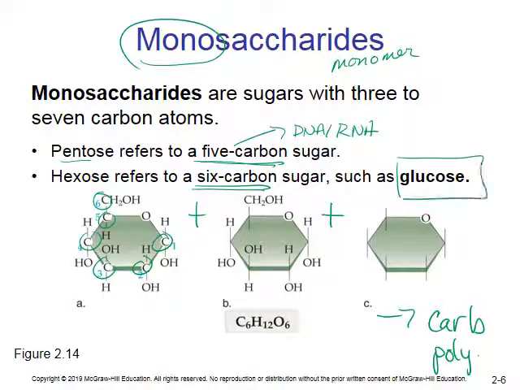So glucose is kind of the important human body monosaccharide. This is the one that we're going to break down, basically store energy as ATP and use that energy to do work in the body.